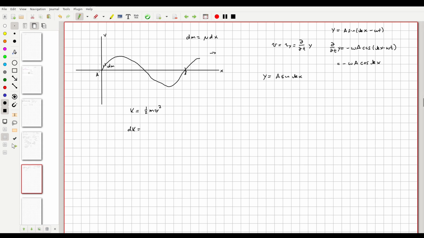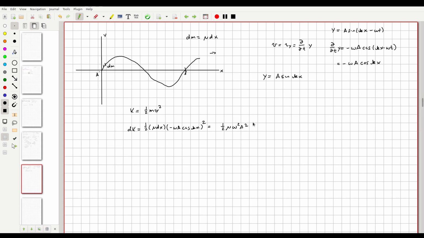So what that means is that, again, if I look at a small little mass element as that thing moves up and down, that would be 1/2 dm. dm is mu times dx, and this is v squared. V squared is going to be minus omega times a times cosine of kx, squared. Now, the square is going to make this positive. Again, if you had chosen going to the left, this would be a plus here instead of a minus. You're going to get exactly the same answer. So you have a 1/2 mu omega squared a squared.